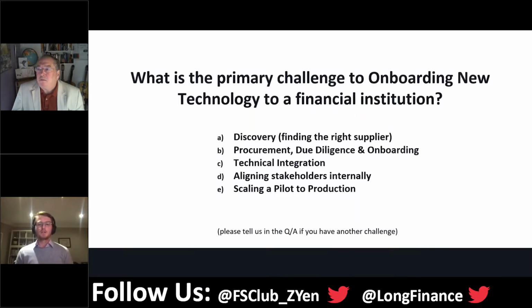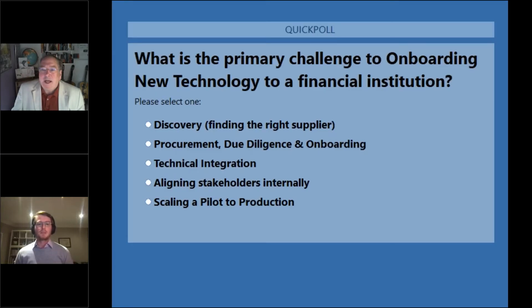And we've got a poll here just for the audience to understand, what do you think is the primary challenge for institutions to onboard new technology today? And I've just launched that poll at the moment. So the poll is open. Folks, as you can see, Matt is asking, what's the primary challenge? Discovery, procurement, technical integration, aligning stakeholders, or scaling?